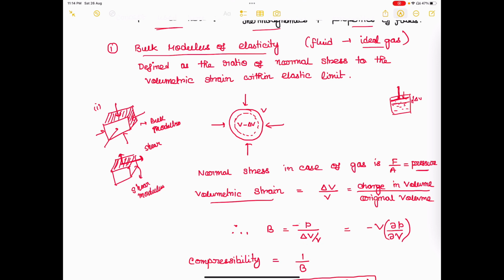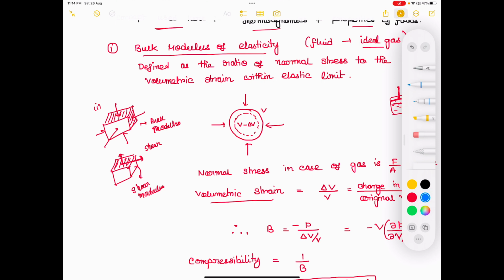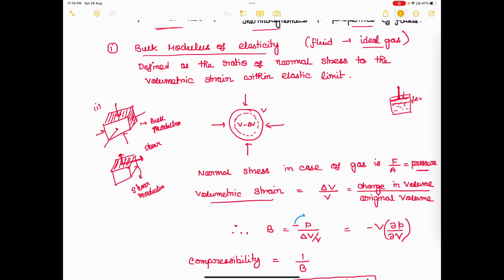And this negative sign is actually representing, so let me change the color, this negative sign is actually representing that an increase in force decreases the volume. Increase in force from the outside will decrease the volume. That's why there is a negative sign.